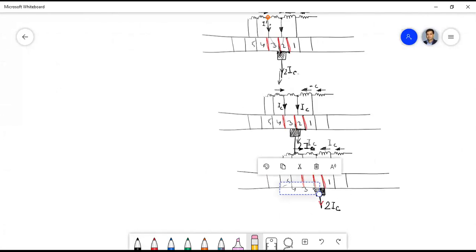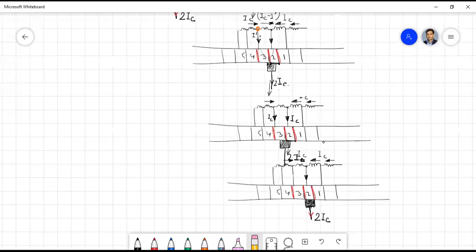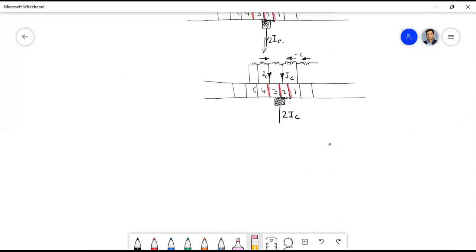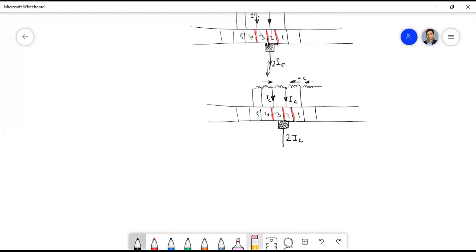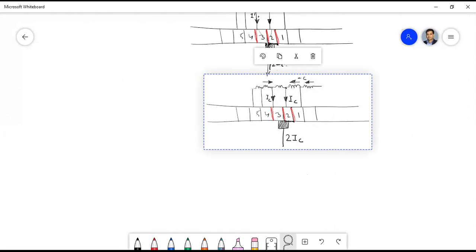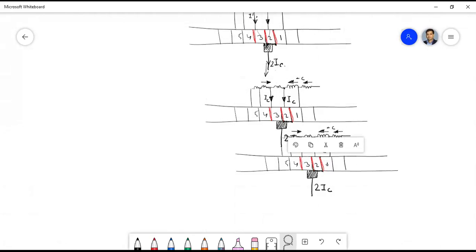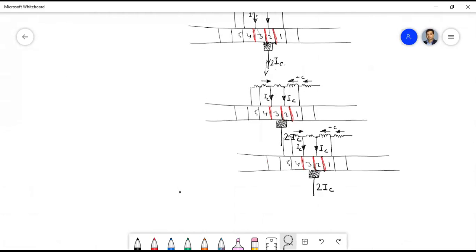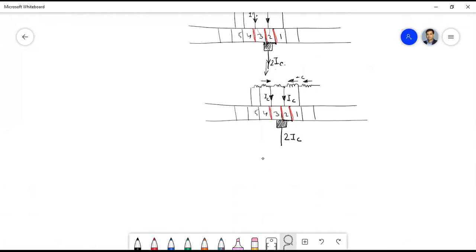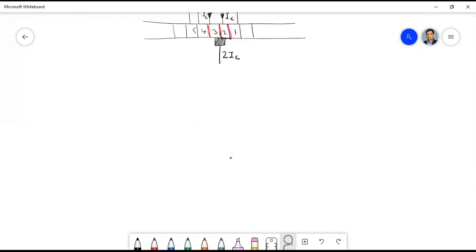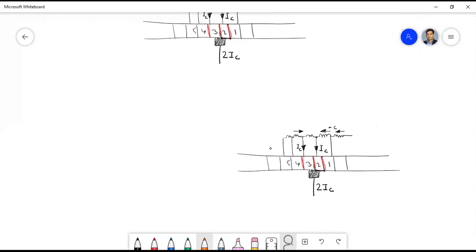The next instant. It's very easy to draw here, but on the board it is not so easy. Just a minute. Okay.